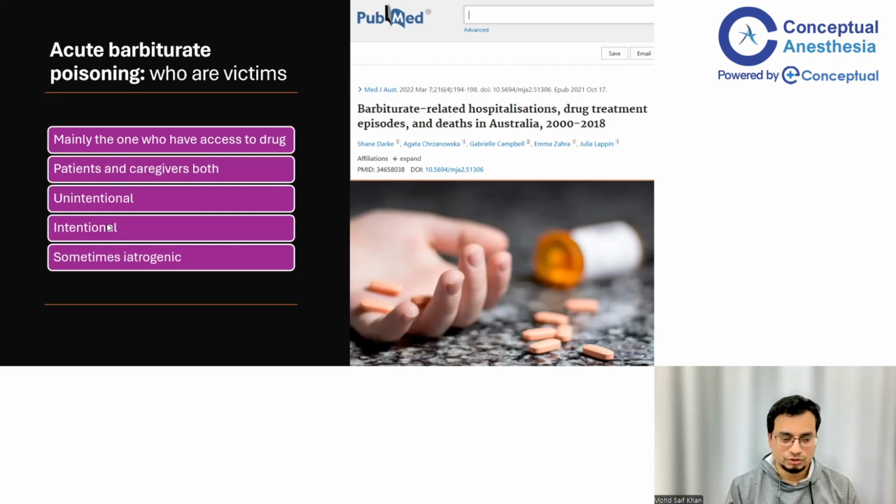Now we have to remember one thing, that the barbiturates have been classified according to duration of action and onset of action, basically duration of action. So we have long acting, short acting, and ultra short acting. So we have many types of barbiturates. Why this information is important, I will tell you later. You also have to remember the classification of barbiturates so that you can manage the patients better.